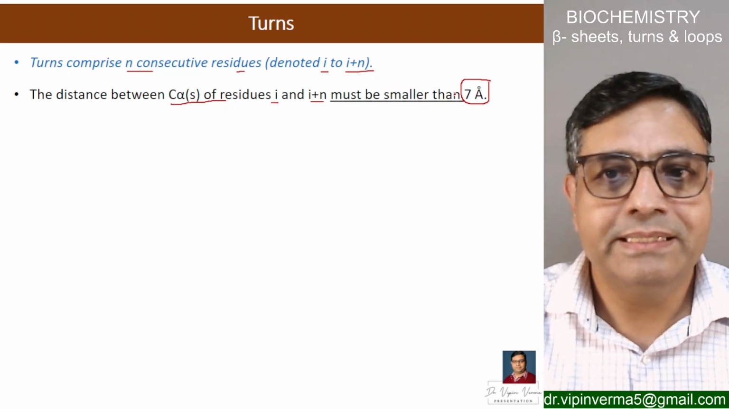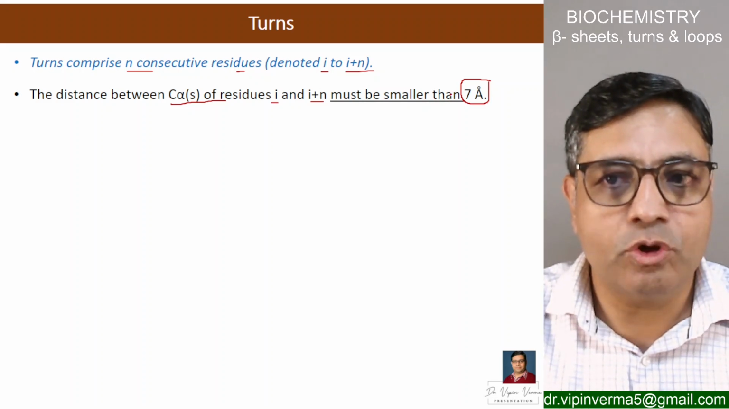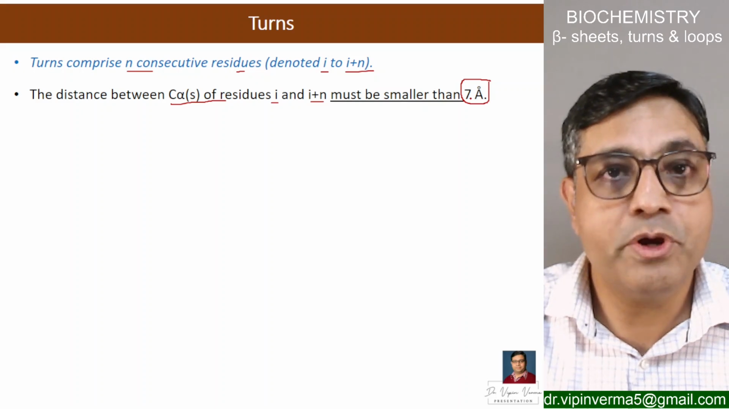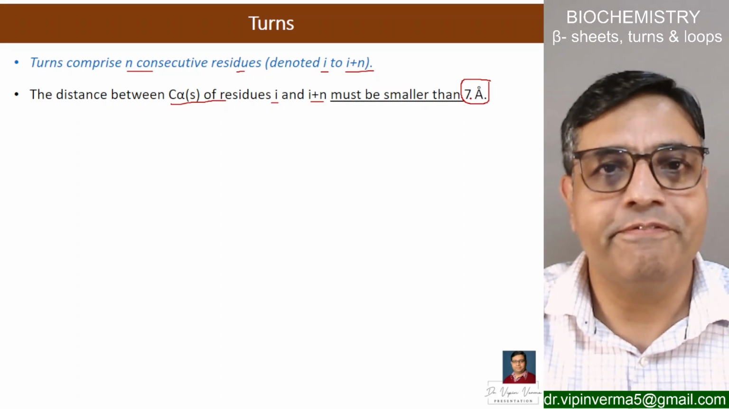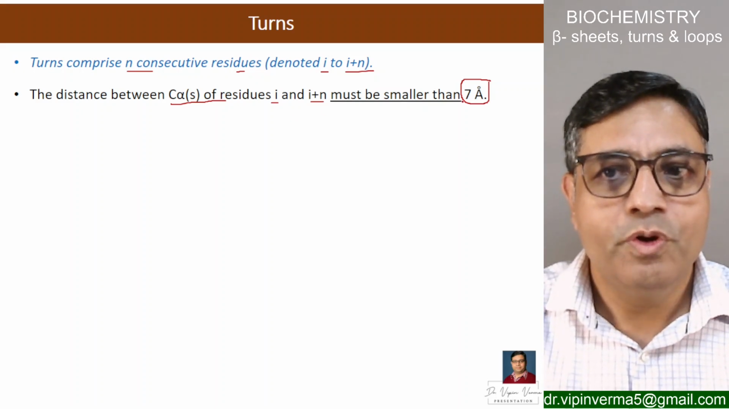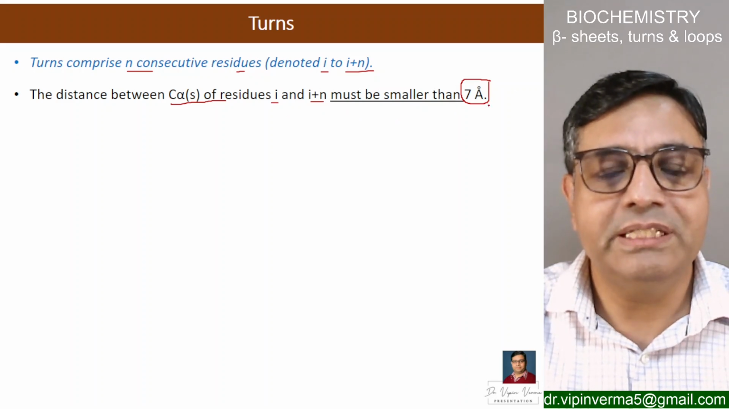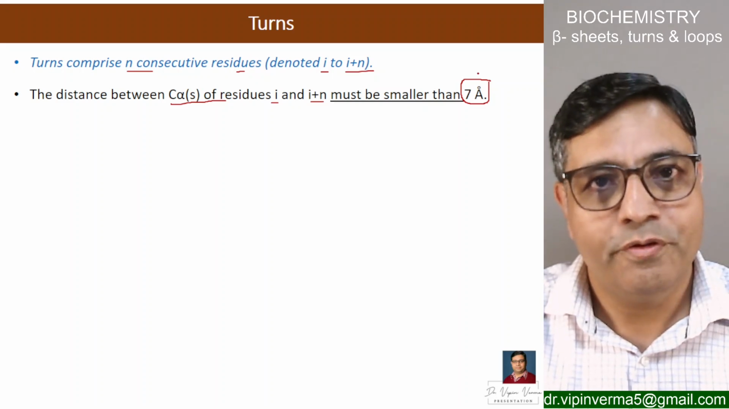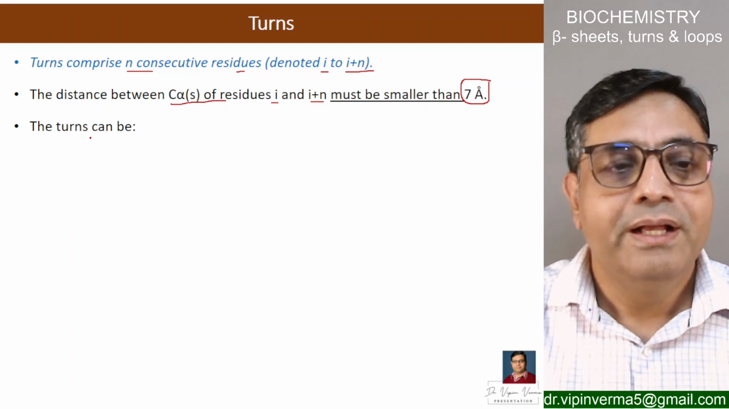So that means if we have this constraint, because we cannot go beyond 7 angstrom or 7.5 angstrom, we have some structural features which will come up because of this. Now how? Let us see here.